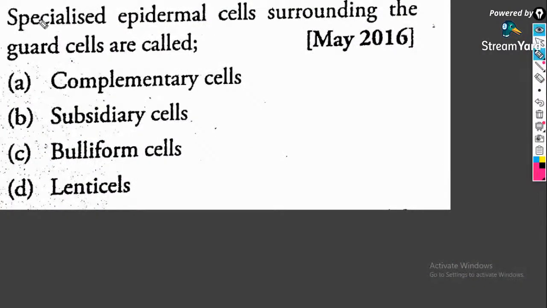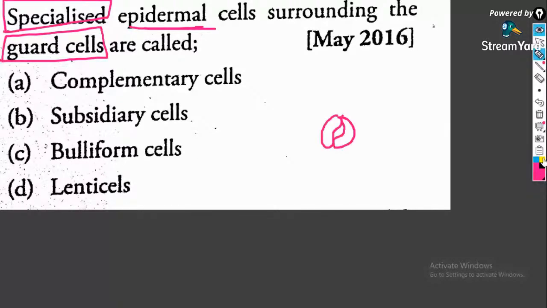Specialized epidermal cells surrounding the guard cells are called... So you have studied about the structure, right? These are the guard cells surrounding the stomata. Then you will see certain cells like this. So you have to name that particular cell, the cells surrounding the guard cells. You will see certain cells like this, I hope. And you have to tell me the name of that particular cell.